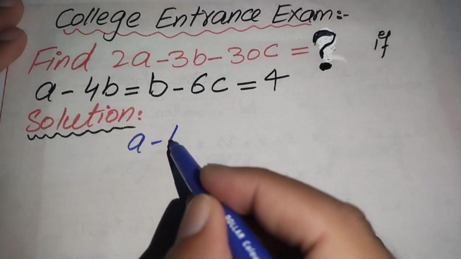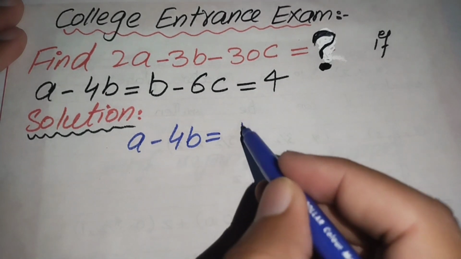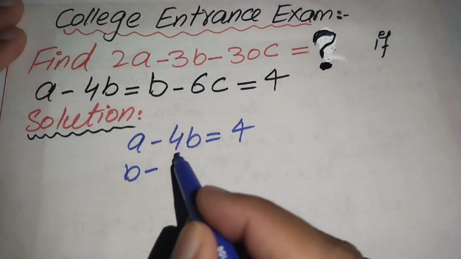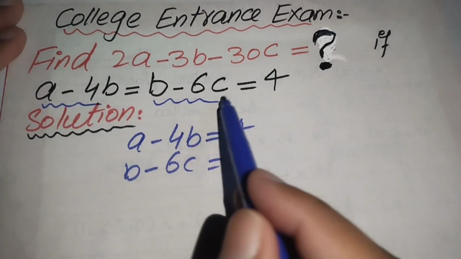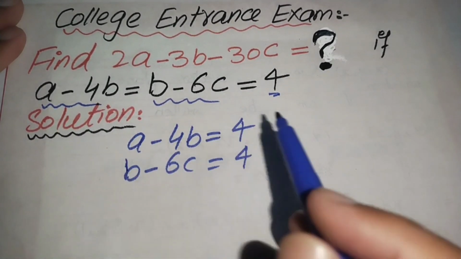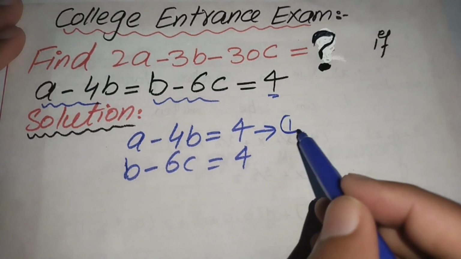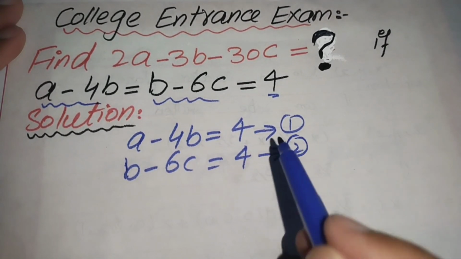First I can write a minus 4b is equal to 4 and b minus 6c is equal to 4, because these two expressions are equal to 4. Okay, after that I will take this as equation number 1 and this as equation number 2.